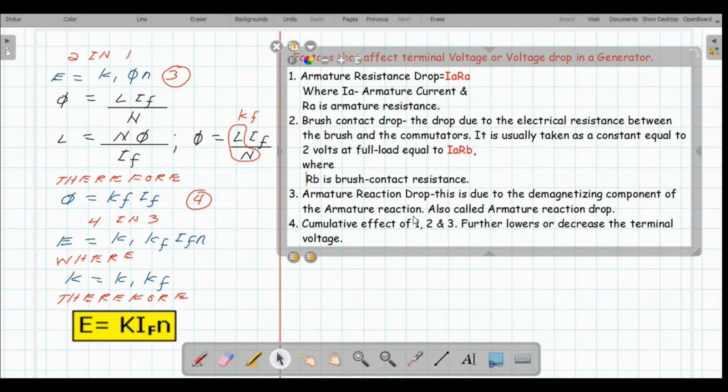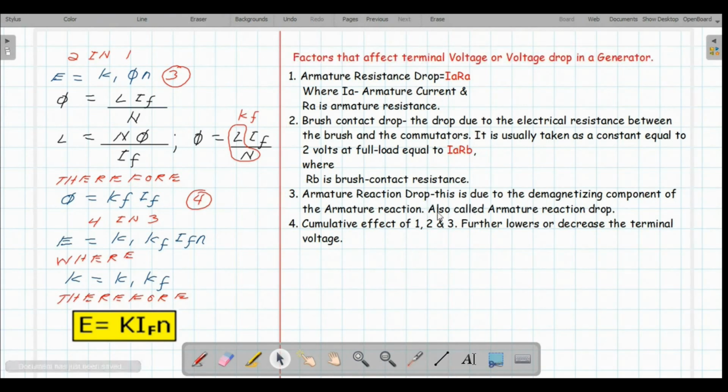Sumunod, yung nakaka-apekto sa voltahe ng generated voltage ng isang DC generator, yung tinatawag na armature reaction drop. Ito yung diniscuss ko sa inyo dati, meron pa nga itong video. Ito ay dahil sa demagnetizing component o yung pagkawala ng magnet. Tinatawag din itong armature reaction drop. At saka yung cumulative effect ng 1, 2, at saka 3. Pinagsama-samang epekto nitong tatlong ito.